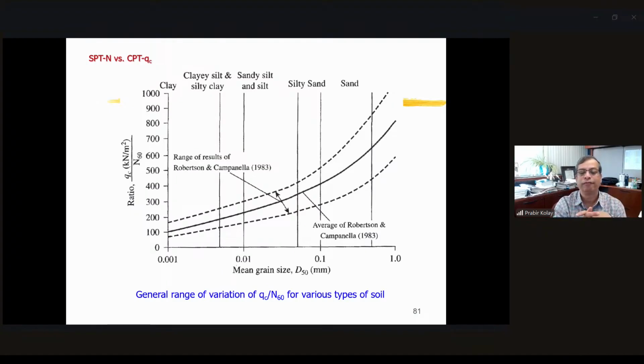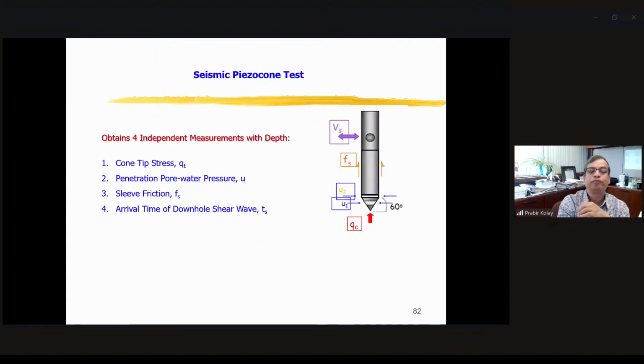For SPT and CPT also, there are some relations. For SPT, if you collect the soil sample, you can find out the particle size distribution graph. And for the cone penetration, there is no need to collect the soil sample. Basically, you can find out the cone resistance. So there are correlations here, SPT versus CPT. And then also, as I mentioned, there is the more sophisticated instrument, the seismic piezocone. You can use that to find out, again, the sleeve friction. And the advantage here is that you can measure the pore pressure. And then also you can find out the shear wave velocity.